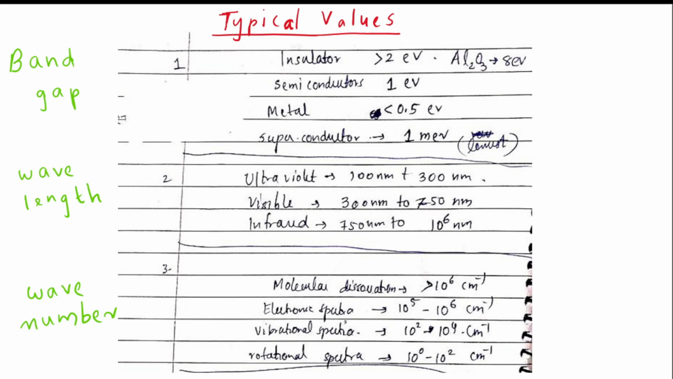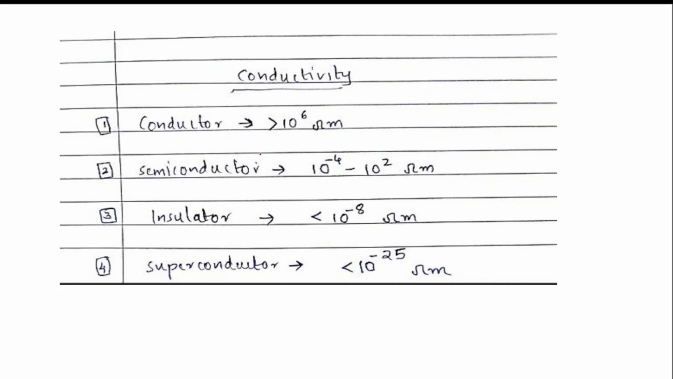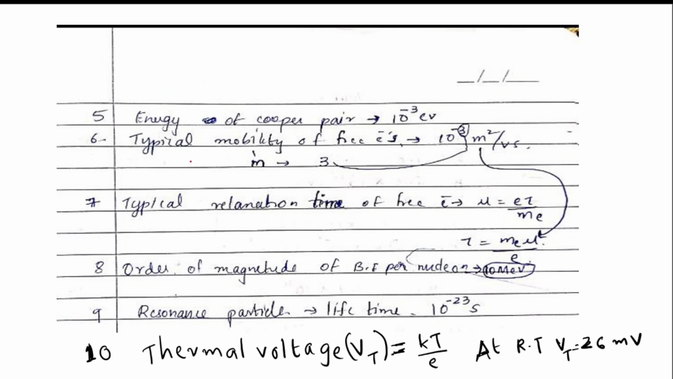Then the next one is conductivity. This is very important. You have to know the order of magnitudes of typical conductivities of conductor, semiconductor, insulator and superconductor. Then these are also some values you have to remember. Energy of Cooper pair is 10 raised to minus 3 electron volt. And typical mobility of free electrons is also 10 raised to minus 3 meter square per volt second.